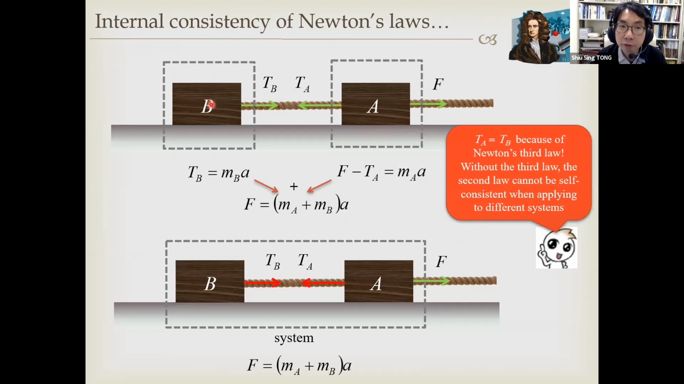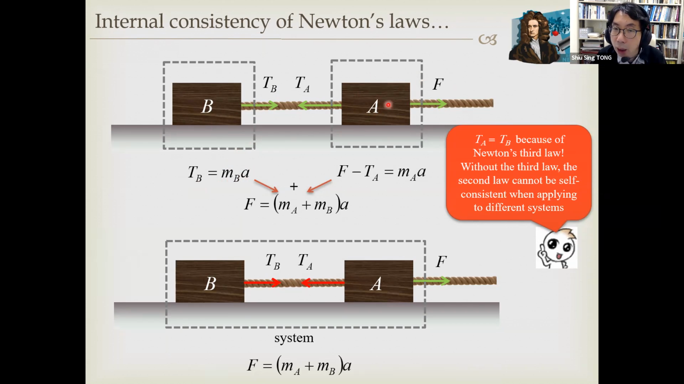Now suppose we have two blocks connected by a string, and the tension forces acting on the two blocks due to the string are Ta and Tb, and there's an external force pulling block A to the right in this figure. Now, suppose I draw a free-body diagram of each block. For block B, there's only one external force acting on it, and that's Tb. So by Newton's second law, I have Tb equal to mB a, where a is the common acceleration of the two blocks.